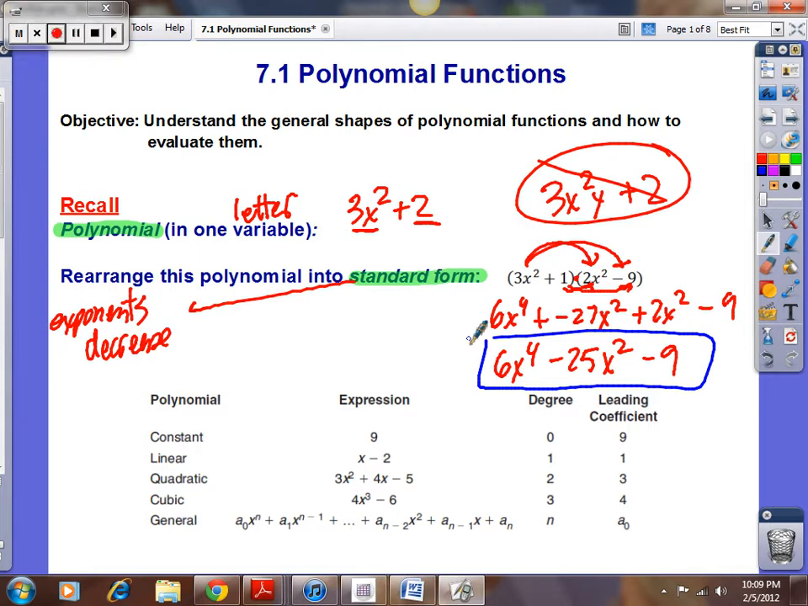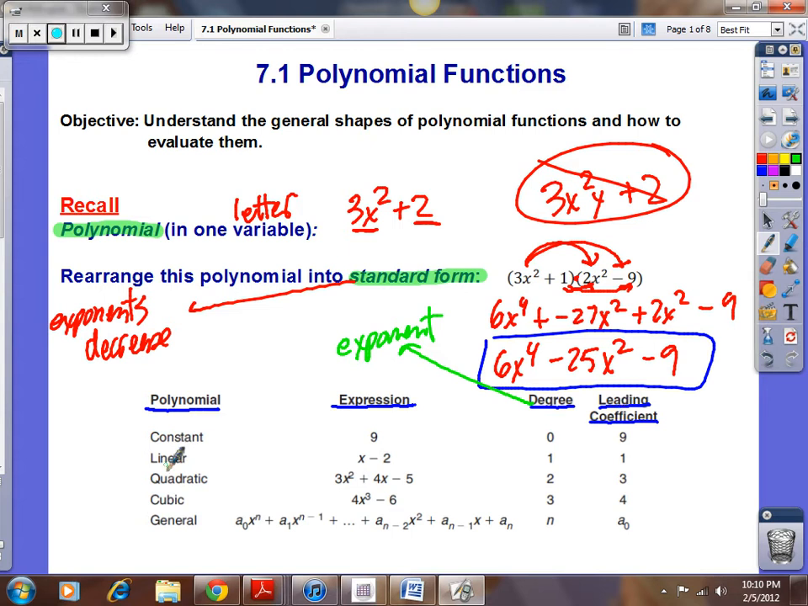But this chart down here, in this column we've got the names of your polynomials, and the expression, that's just what it looks like, kind of like the problem, the degree, and your leading coefficient. So let's see if we can figure it out. The first one, if you ever come across just a number with no letters, that's just called a constant. The degree is the exponent. So there's not an exponent because there's no letter with it, no variable. Okay, the coefficient. The leading coefficient is the number in front of the letter.